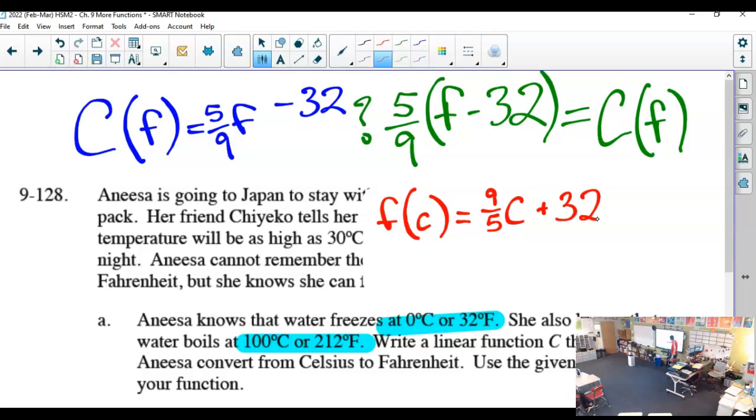All right, so if we knew 30 degrees Celsius, we could plug that in, because 30 degrees sounds cold. Is 30 degrees Celsius cold? No, it's above freezing, I know. What's 9 times 30? 270. 270 divided by 5 is 54. Plus 32. That's like 86 degrees. That's pretty hot. So about 10 degrees hotter than it was on Saturday.